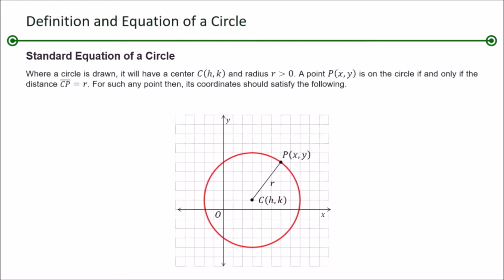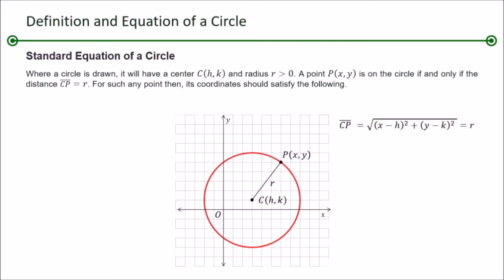Standard equation of a circle. When a circle is drawn, it will have a center C with coordinates (h, k) and radius r. A point P with coordinates (x, y) is on the circle if and only if the distance of the line segment CP is equal to r. For any such point then, its coordinates should satisfy the following.